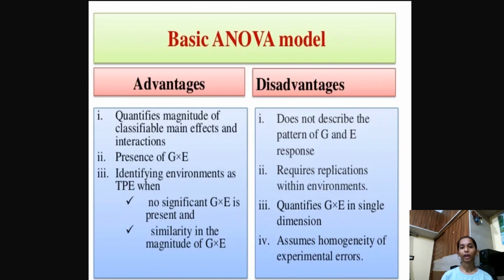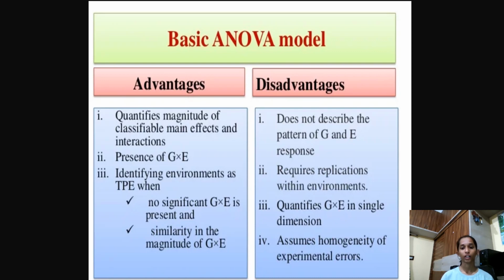Coming to the advantages and disadvantages of ANOVA. Advantages of ANOVA are that it quantifies the magnitude of classifiable mean effects and interactions, the presence of G cross E, identifying environments as TPE when no significant G cross E is present, and similarity in magnitude of G cross E.